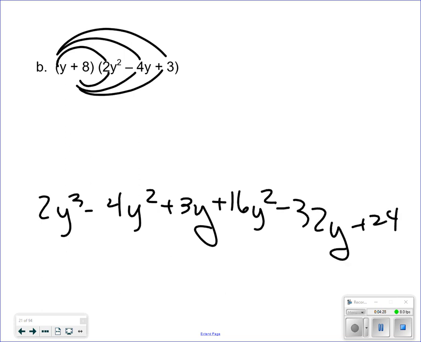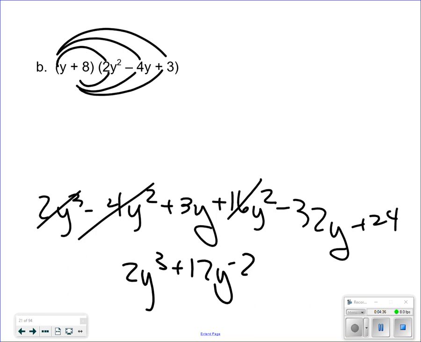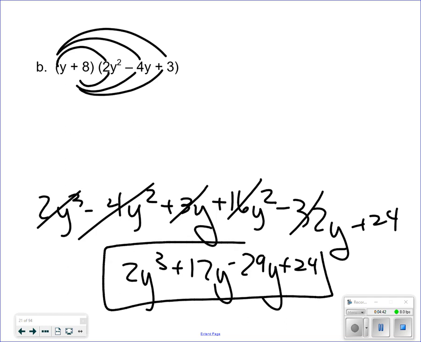And I'm going to add all the like stuff together. So 2y cubed, like terms, plus 12y squared, that's these two, minus 29y, these two, and then a plus 24. Now, you're going to wonder, why in the world is this one of his favorite questions? Because this makes math art.